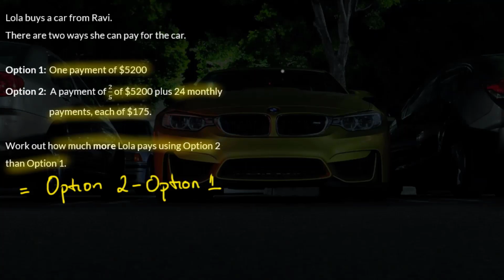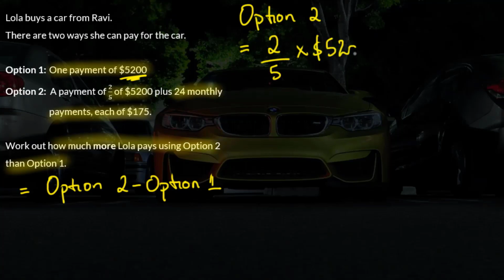So that's our plan. We already know that option 1 is 5,200. So now we need to figure out how much money is option 2. It's broken into two parts. 2/5 of 5,200 and 24 payments of $175. So whenever we see the word "of", we know that we're going to be multiplying. Now let's see. First, let's try our first part, 2/5 of 5,200.